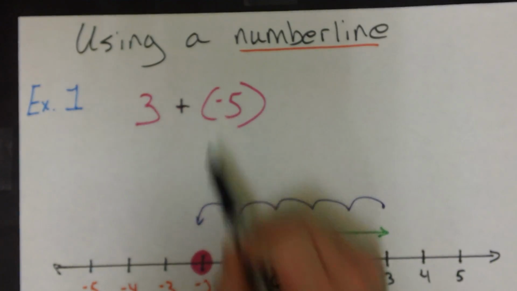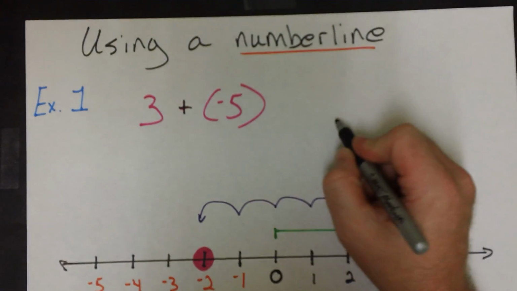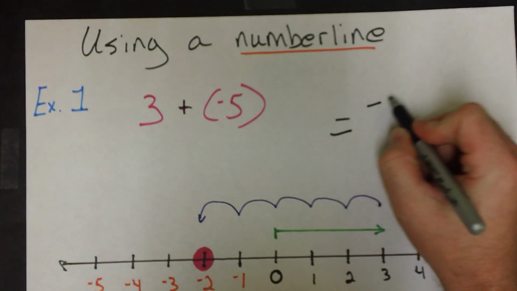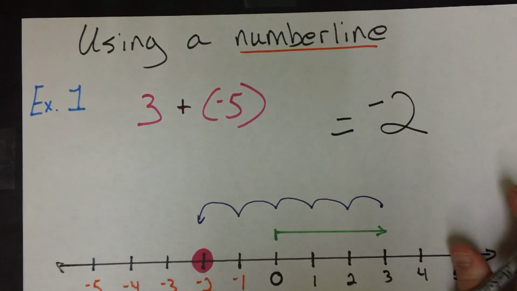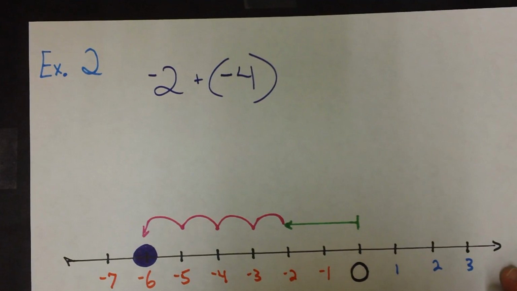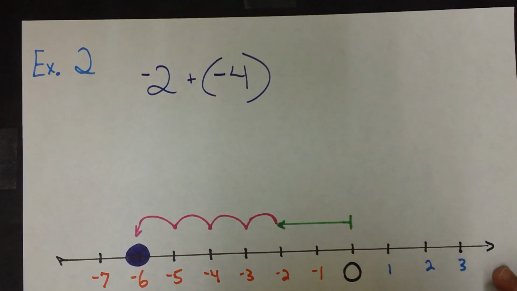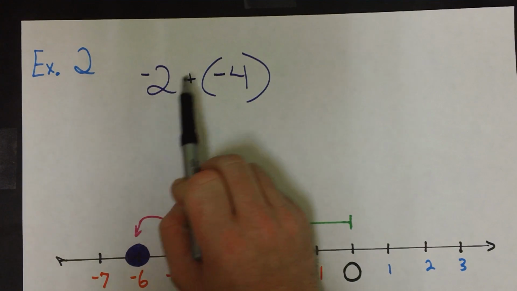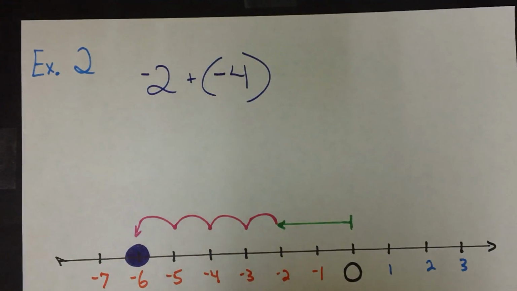So 3 plus -5 equals -2. Let's look at another example here. This example, we have -2 plus -4.